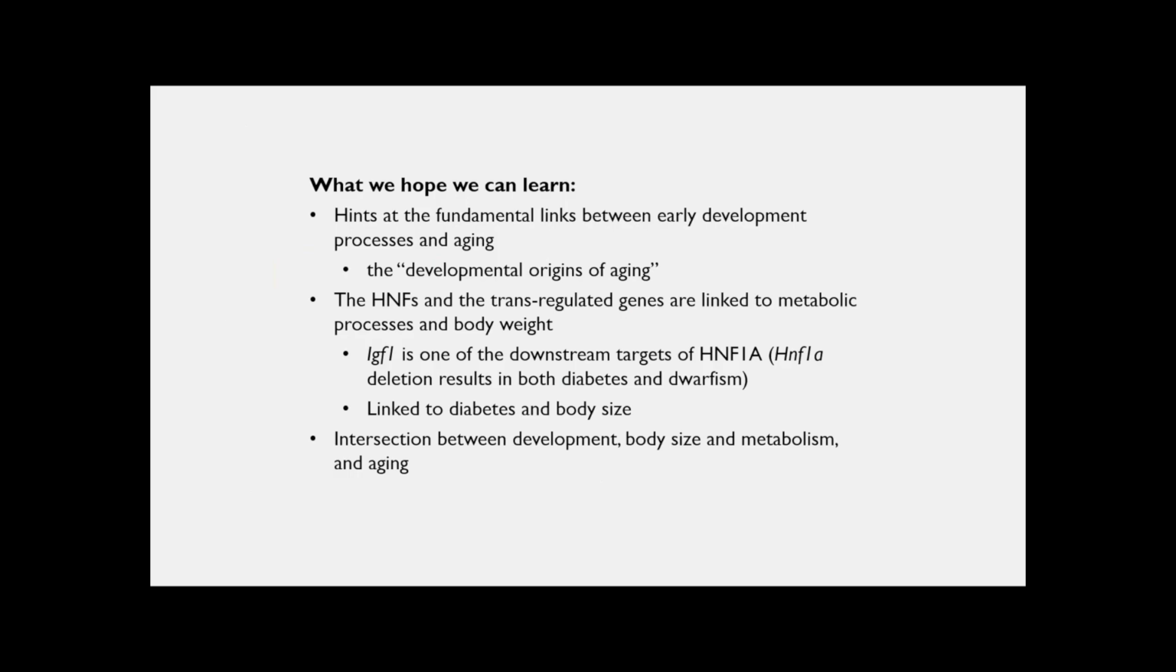And so why do we care about this? We care about this because I think that this is telling us something really interesting about the fundamental links between early development and aging, what people call the developmental origins of aging. The HNFs are just really interesting. They are linked to many metabolic genes. So one of the targets of HNF is insulin-like growth factor 1. So if you knock out HNF1A, you're both diabetic and you have dwarfism. And so this is like an interesting point where there's this intersection between development, body size, metabolism, and aging. That's it.